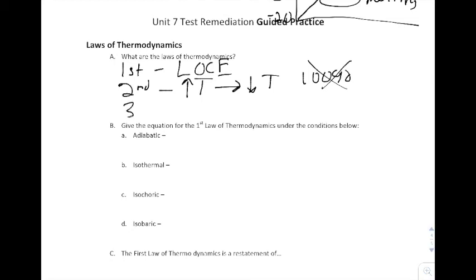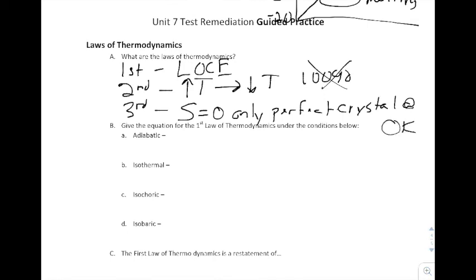And then finally you have the third law, and the third law says that entropy, generally represented by S, is 0 only if you have a perfect crystal at 0 Kelvin. And the problem with that is you can't get to 0 Kelvin. So because of that, it doesn't work.